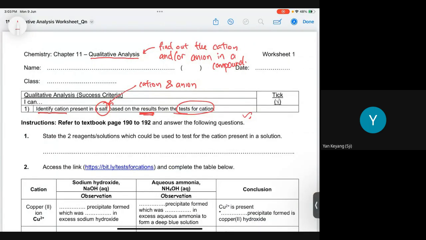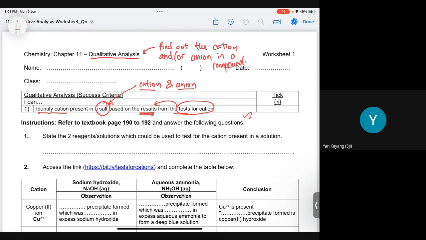So let's restart again. For this particular chapter on qualitative analysis, we are looking at how we can identify the cation in a salt. A salt generally contains a cation and an anion. And how do we identify them? We will normally test what the cation is, and then from there we'll determine what's inside based on the results itself.